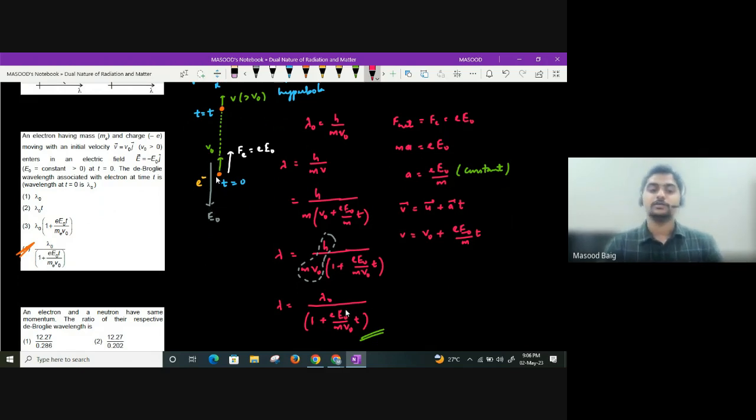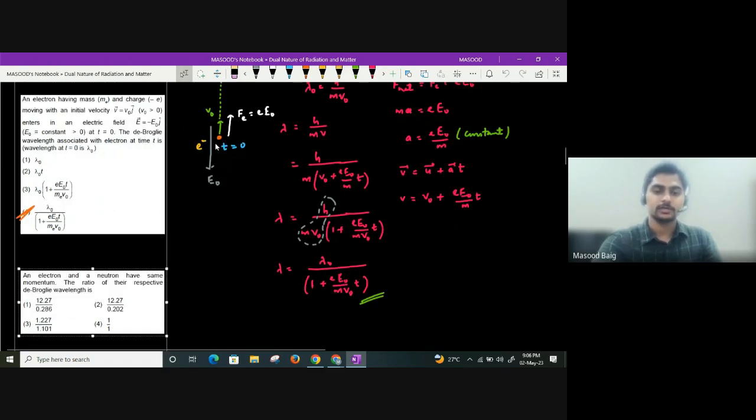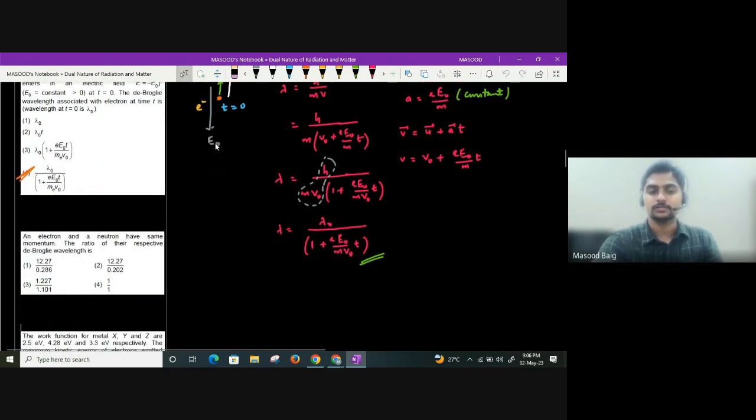So whenever a negative charge is placed in an external field, it will experience a force opposite to the direction of the field. Whenever a positive charge is placed in an external field, it will experience a force in the direction of the field. These things we have studied in your electrostatics part, guys. I hope you understood the question.